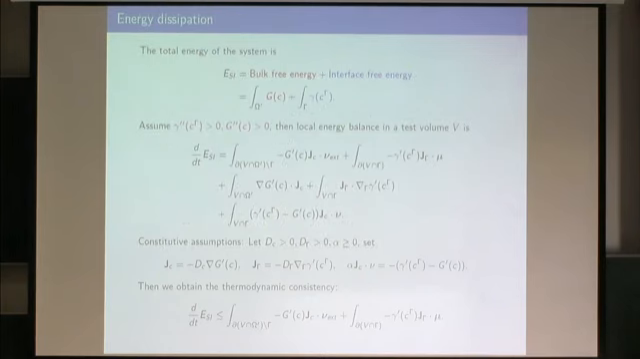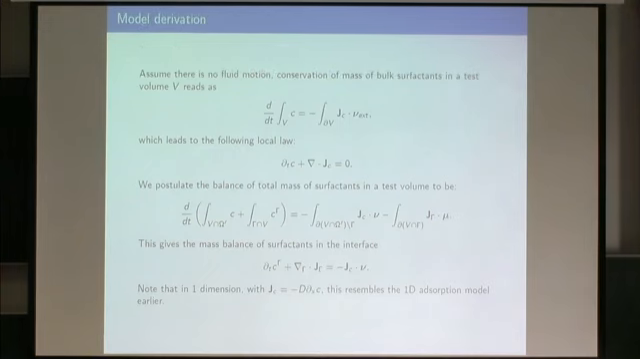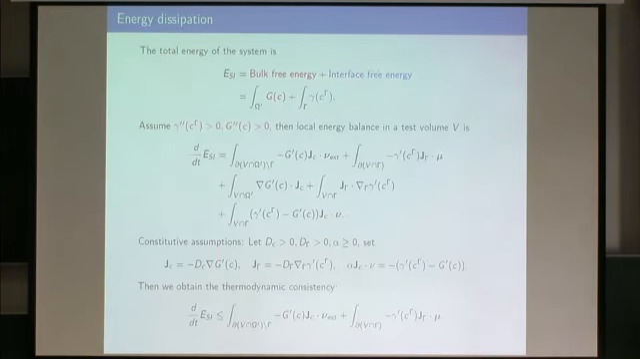To figure out what J_c and J_gamma should look like, I introduce an energy. The energy E_SI, SI for sharp interface, is composed of the bulk and the interfacial free energy with densities G and gamma. I assume that they're both strictly convex. If we calculate the time derivative of the energy and use these equations, we obtain this equality here.